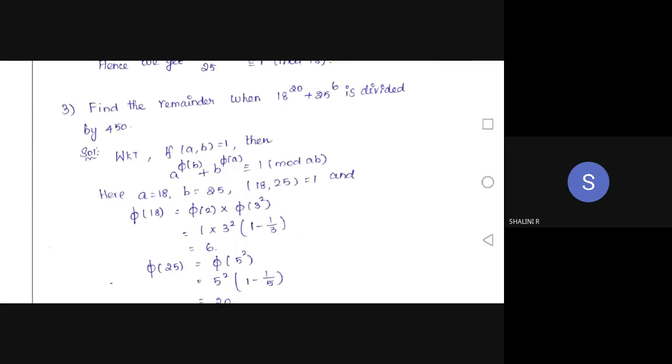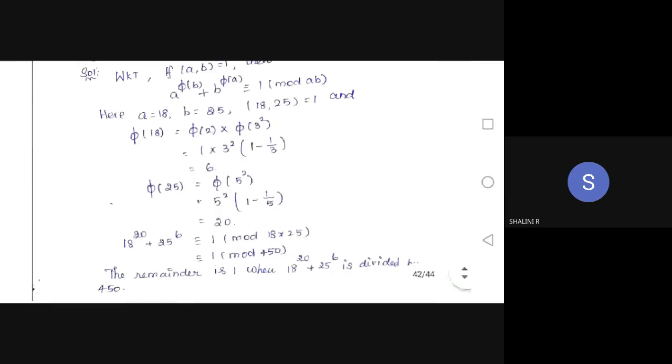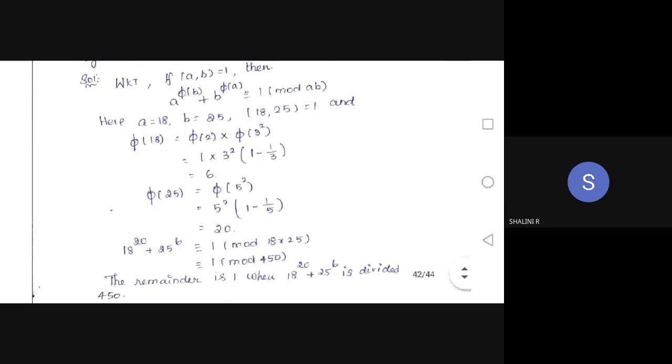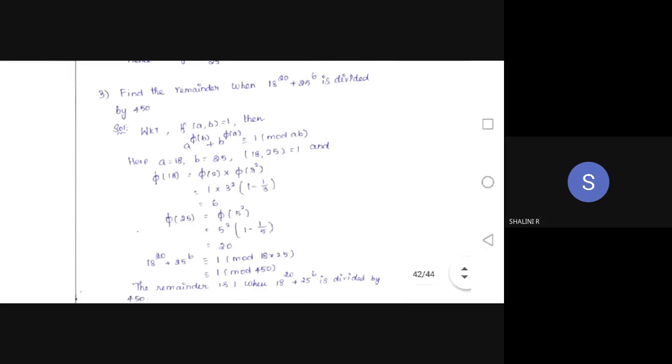So in the question they have asked, find the remainder when 18 power 20 plus 25 to the power 6 is divided by 450. So we have formed the linear congruence: 18 power 20 plus 25 power 6 is congruent to 1 under mod 450. So this means here the remainder is 1. Okay. Do you have any clarification?